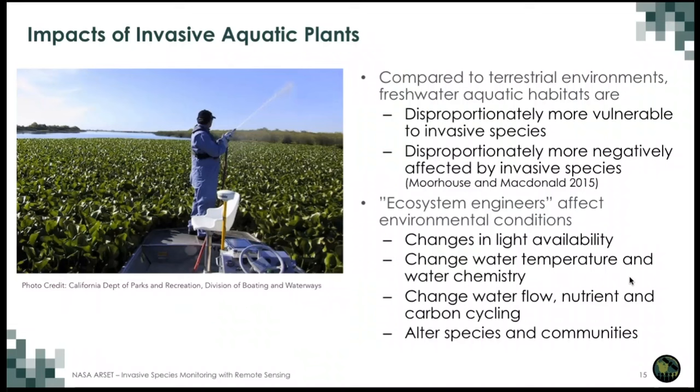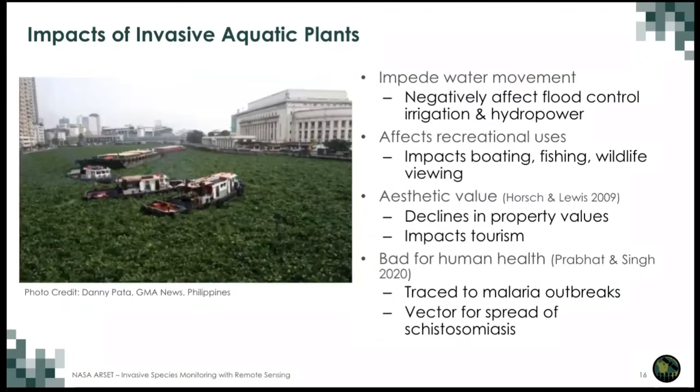And these aquatic ecosystem invaders are sometimes called ecosystem engineers in these aquatic environments because they can affect environmental conditions. So they can change light availability and change water temperature and water chemistry, as well as affect water flow and the nutrient and carbon cycling and alter species and communities in these ecosystems.